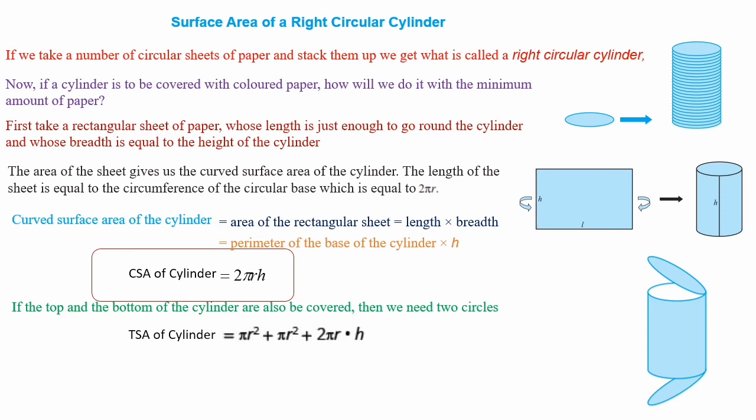So the bottom also has area pi r square, plus the curved portion we have already calculated, 2 pi r h. So pi r square plus 2 pi r into h. Here pi r square and pi r square, when we add, we will get 2 pi r square plus 2 pi r h. Here 2 pi r is common in both the terms. We can take 2 pi r outside. In the first term there is r left and in the second term there is h left. So 2 pi r into (r plus h). So this is the formula for finding the total surface area of the cylinder.